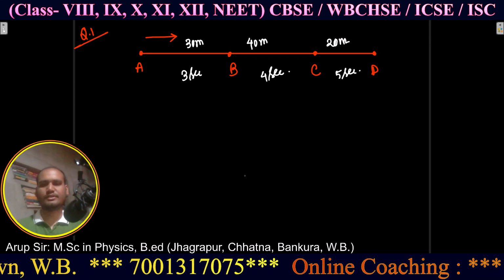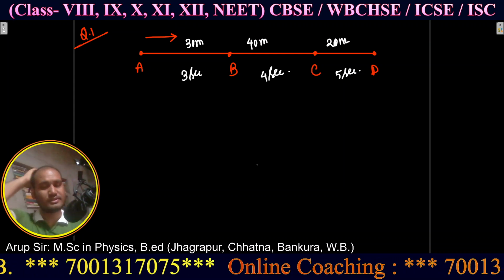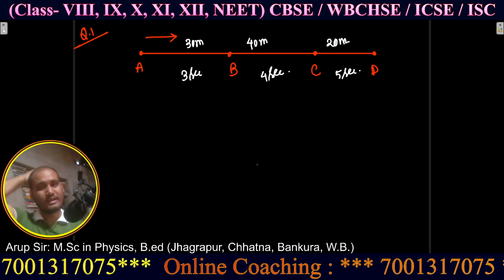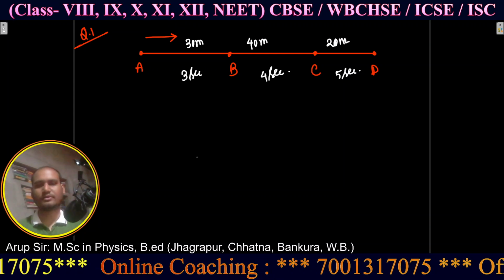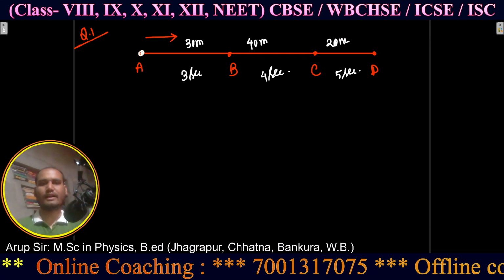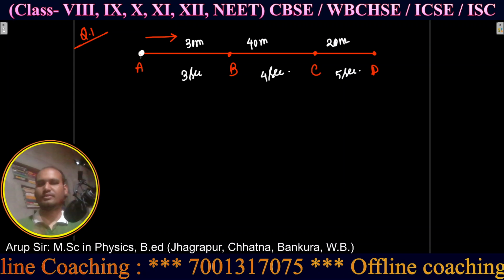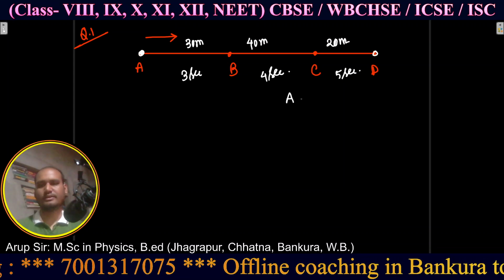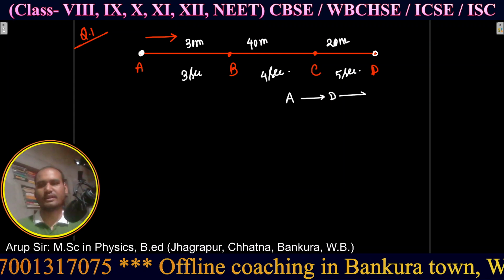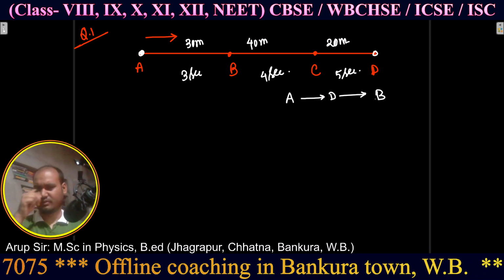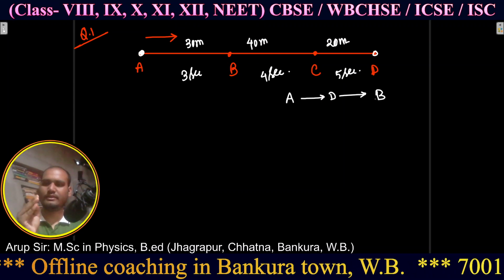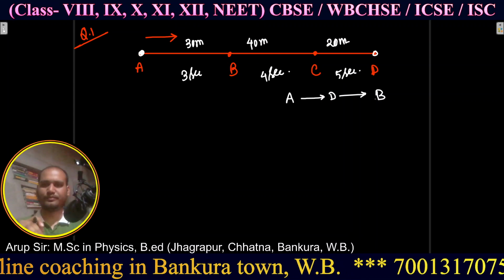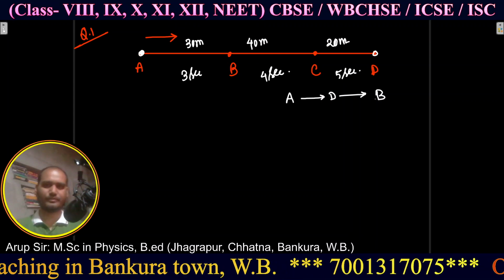So this is question number 1 related to speed, velocity and displacement. What is the question? At first look into the path of this one. An object is starting from point A, and from A it is going to D at first, then returning to B. And during the going and coming, the time is the same.